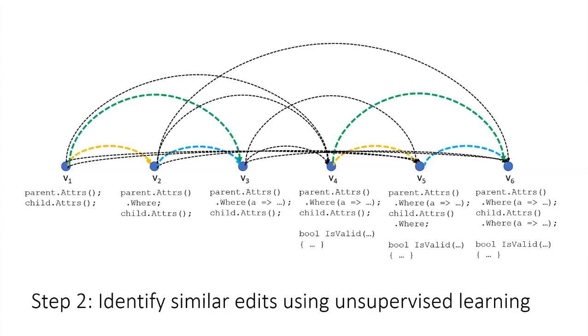What we do instead, in our second step, is identify the similar edits using some unsupervised learning techniques. The idea is to find clusters that say, oh, from V1 to V3, this change is similar to the change from V4 to V6. And the change from V1 to V2 is similar to the change from V4 to V5, and the same from V2 to V3 is the same as V5 to V6. So we create these clusters of changes using a technique similar to clone detection.